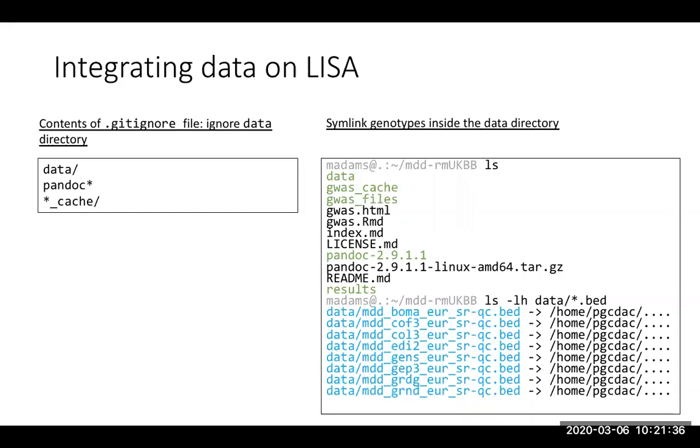So this lets me save space. I'm not needlessly copying data into my directory. It's a little bit higher security because the repository doesn't contain any information about the location of these files on Lisa. It just knows the symlink names that I've given them. And it also prevents the data from being able to be committed and uploaded to GitHub.